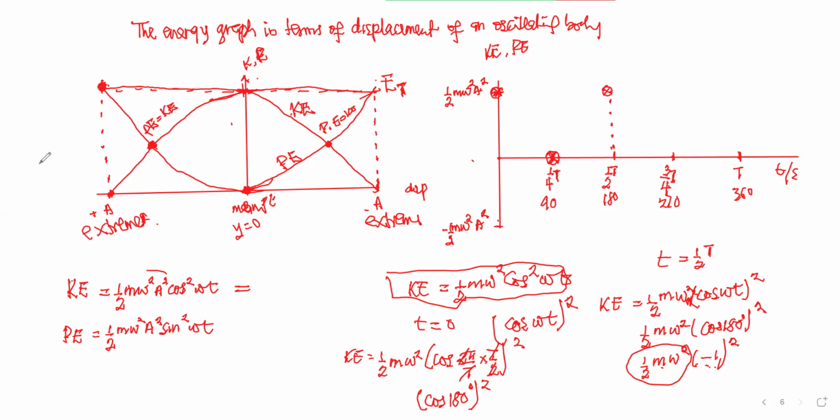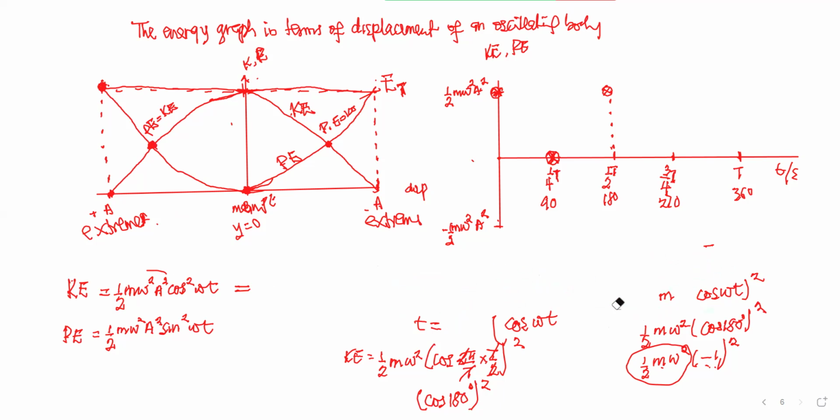Yes, please. Okay. Now, what will be the kinetic energy when t is equal to 3/4 of the period or theta is 270? 0. That will be 0, because cos of 270 must give you 0. So everything will be 0.